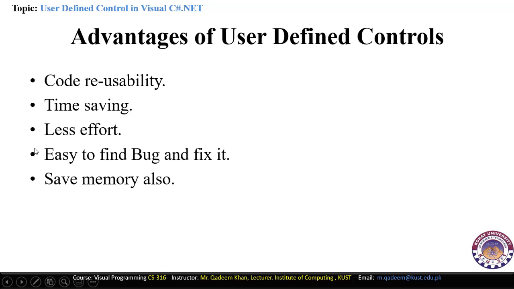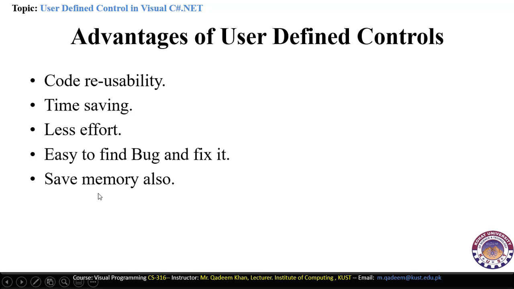Also, it requires less effort. Less effort means that the programmer's effort is saved here. The programmer is not required to redevelop these controls, so their precious effort is saved. Also, it is easy to find bugs and fix them. Once you have debugged the user-defined control, you can use that control again and again, so you do not have to develop the same functionality. You can easily find the bugs and fix them one time, and reuse that control many times.